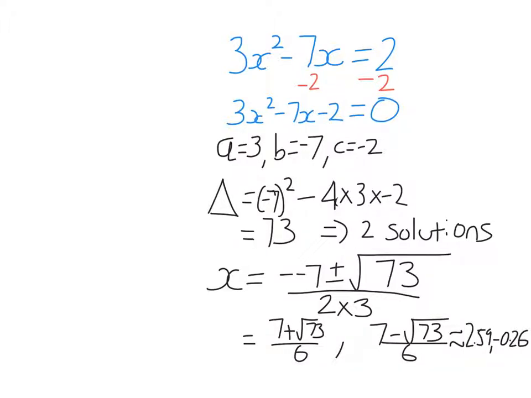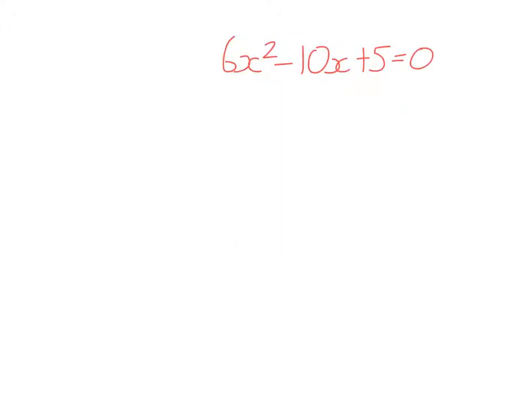All right, let's do one more example. Please pause and copy this down if you need. So let's try this equation here: 6x squared minus 10x plus 5 equals 0. Once again, it's a non-monic. We can't take out a common factor. We could try factorizing it, but that'll take forever. It's easiest to use the quadratic formula.